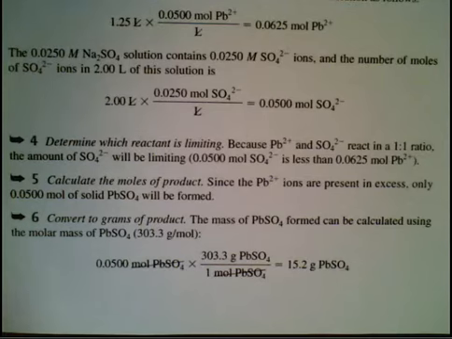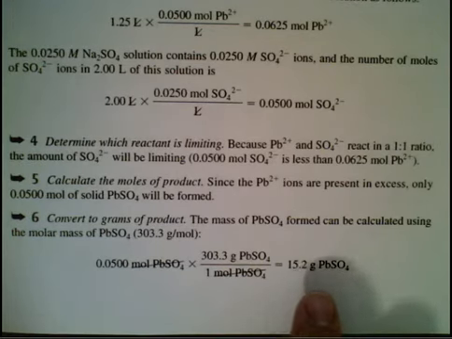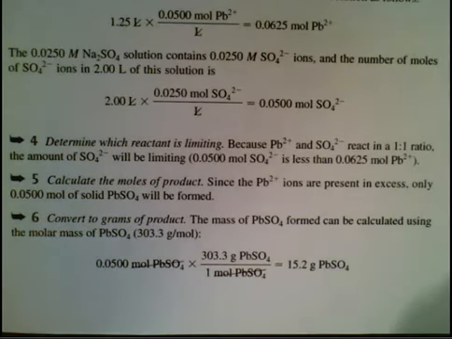We're going to convert to grams of product. We have moles of product. Now we convert that mole value into grams. The mass of PbSO4 can be calculated using the molar mass of PbSO4. It's 303.3. Sure, you did that on your own already. Now we carry out a very simple stoichiometric calculation. We convert moles of lead sulfate into grams of lead sulfate, and we conclude that 15.2 grams of lead sulfate are produced when these two solutions are mixed.